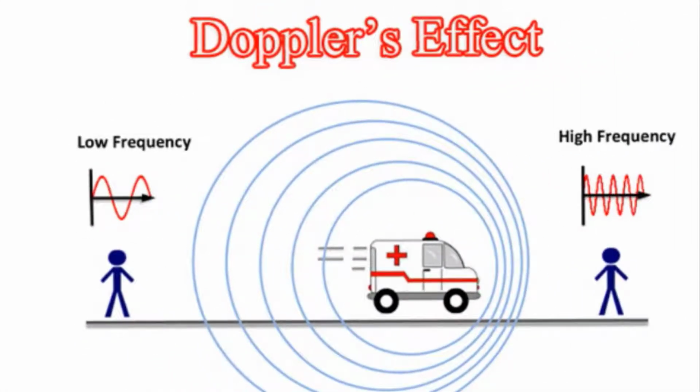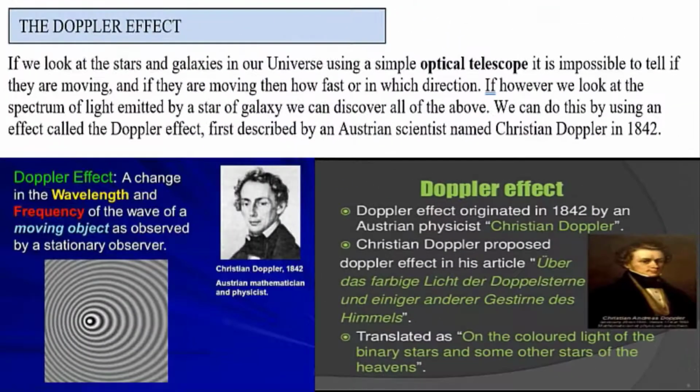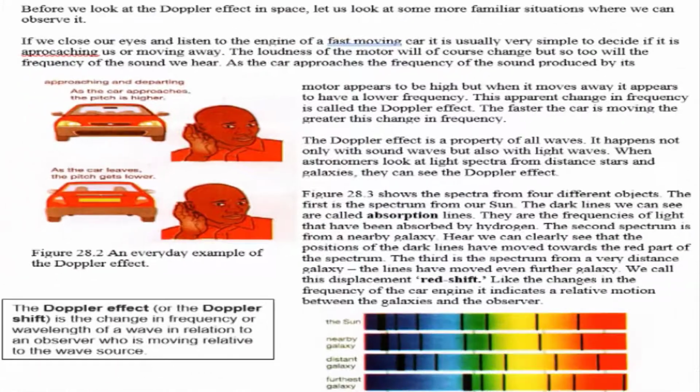The Doppler effect, or the Doppler shift, is the change in frequency or wavelength of a wave in relation to an observer who is moving relative to the wave source. If we look at the stars and galaxies in our universe using a simple optical telescope, it is impossible to tell if they are moving, and if they are moving, then how fast or in which direction. If, however, we look at the spectrum of light emitted by a star or a galaxy, we can discover all of the above. We can do this by using an effect called the Doppler effect, first described by an Austrian scientist named Christian Doppler in 1842.